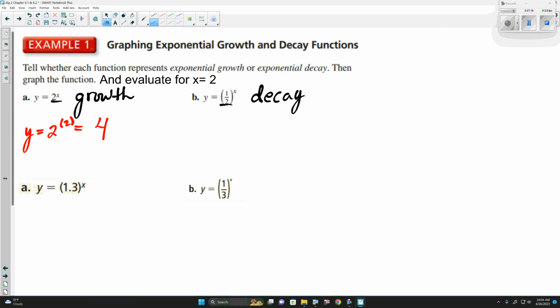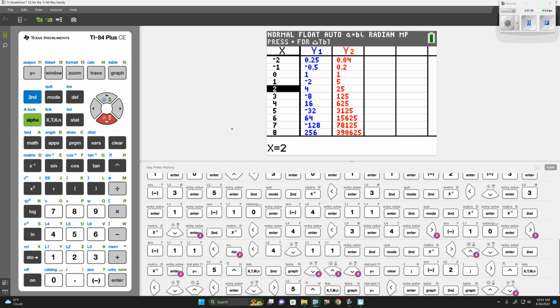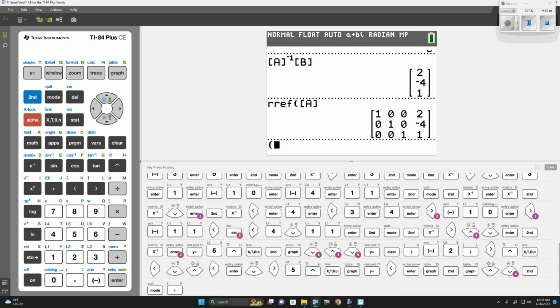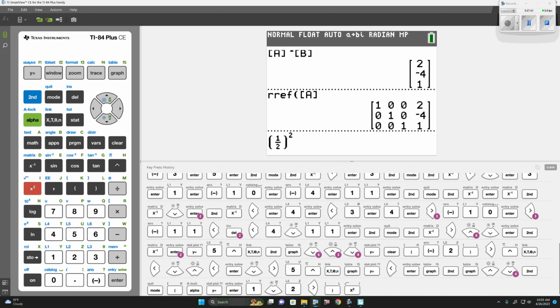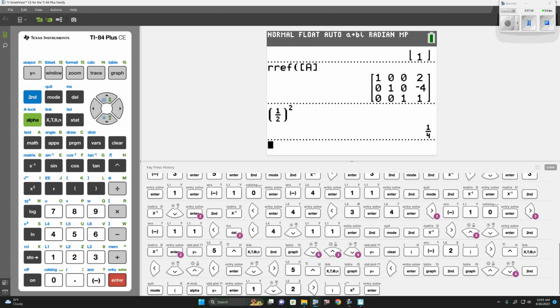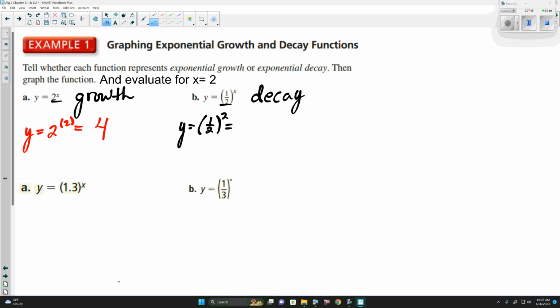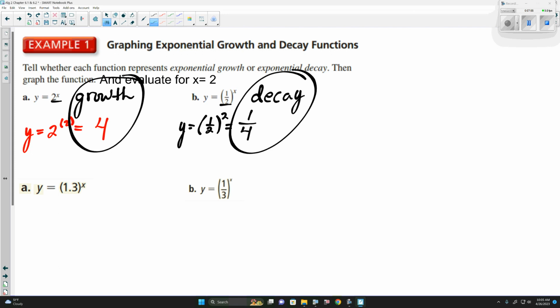Now we want to evaluate it when x is 2. So we say y is equal to 1/2 to the second power. Parentheses squared. We can plug it into the calculator, and 1/2 to the second power is 1/4. Questions on this here?